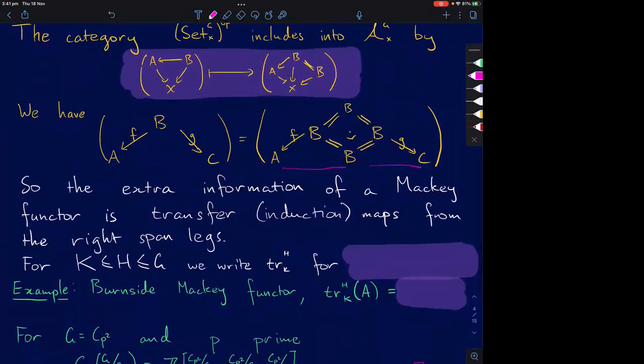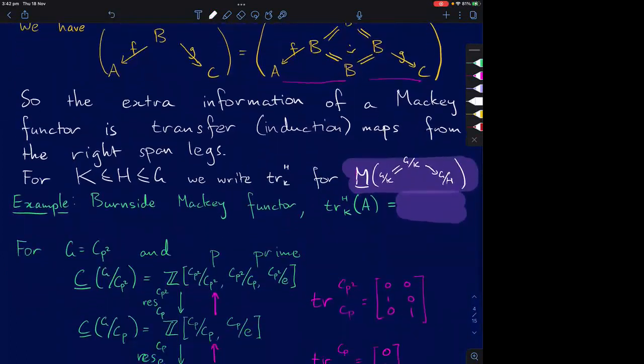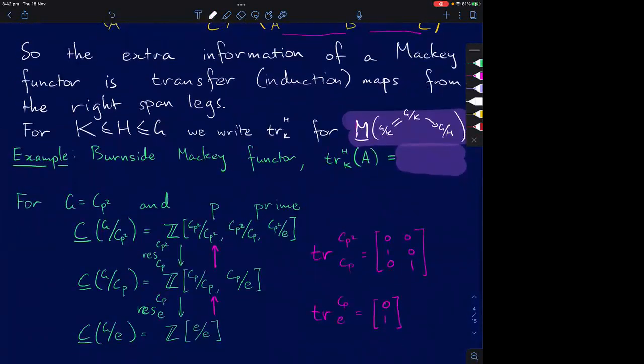So I'm going to write TR HK. If I have subgroups K and H of G, I'm going to write TR HK for the value that M takes on G/K to G/H. And again, this tells us everything, because everything is still determined by what happens on orbits. And now this gives me transfer maps in my Burnside-Mackey functor, and here it's H times over K, taking you from a K set to an H set.